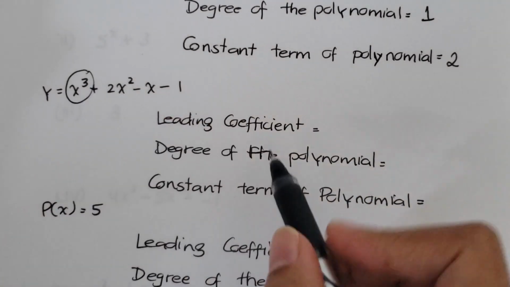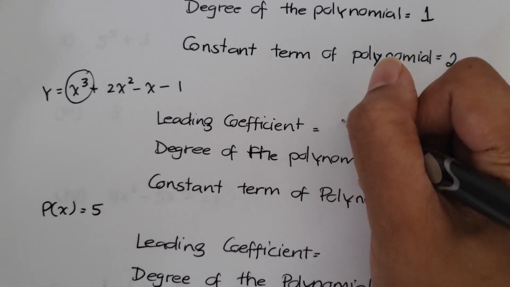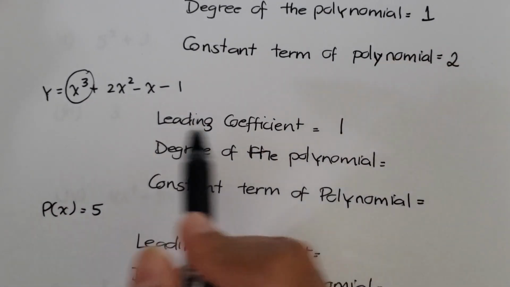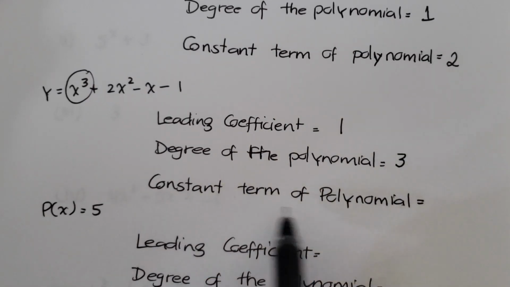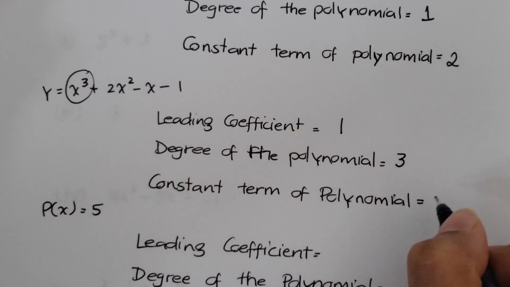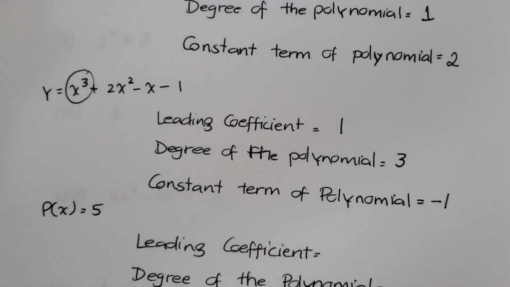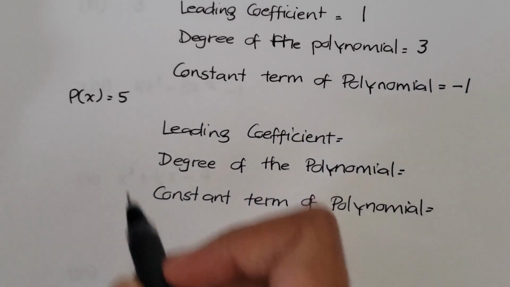And our second one, the highest power of x is in the expression x cubed. So our degree becomes 3, leading coefficient becomes 1, and our constant term that doesn't change becomes negative 1.